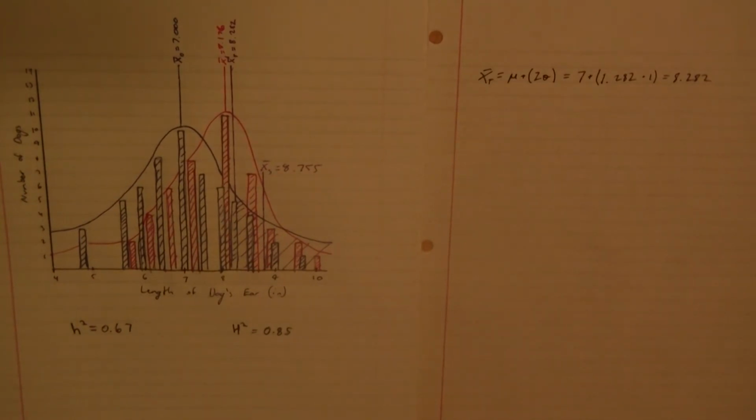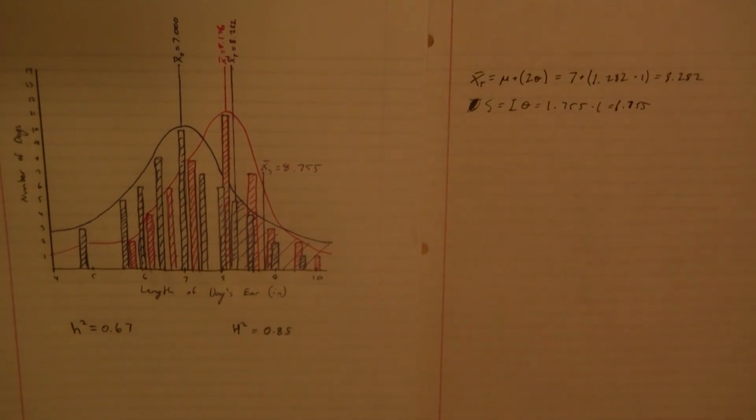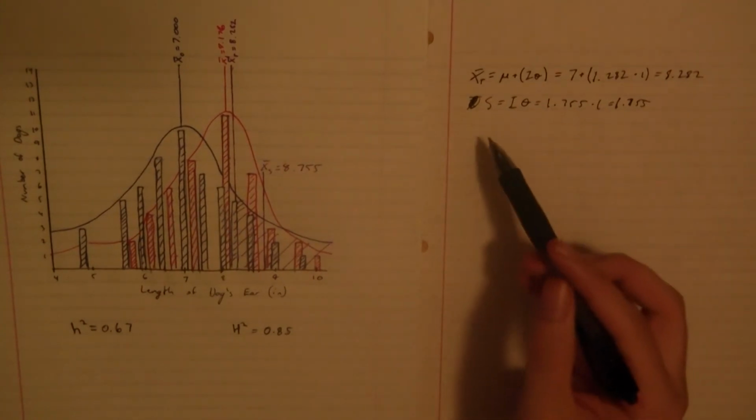be bred. Since I was using the upper 10%, I was also able to figure out that I had an i value of 1.755. This was important because I was able to use it in the equation to find my S value, which was just i times the standard deviation, which gave me 1.755.